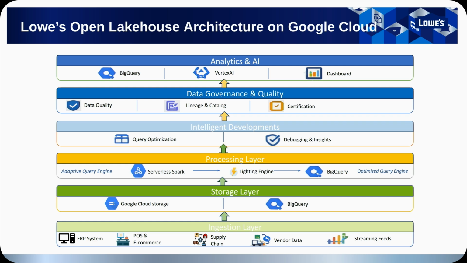We have mapped our GCS to the medallion architecture. We followed the raw and bronze layers in our GCS, and then we used BigQuery for our silver layer. On top of that, with the help of Lightning Engine and the BigQuery optimized query engine, we have built our gold layer. Once we had set up the foundation of bronze, silver, and gold, the important part is that we enabled end-to-end lineage, the catalog, and also certification in our data governance layer. That serves most of our data and AI products.